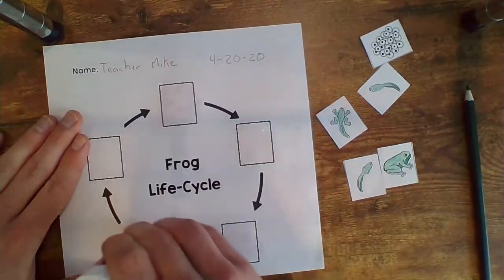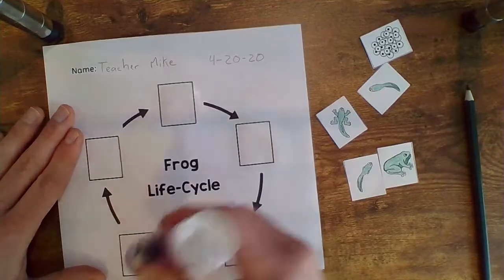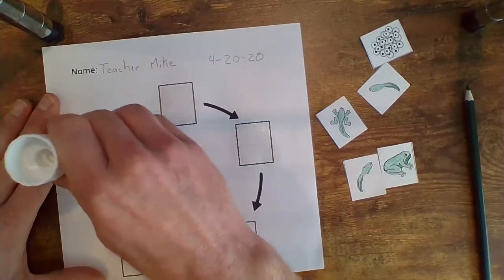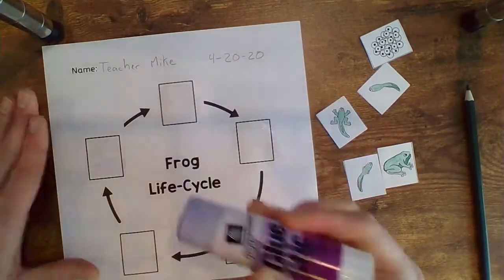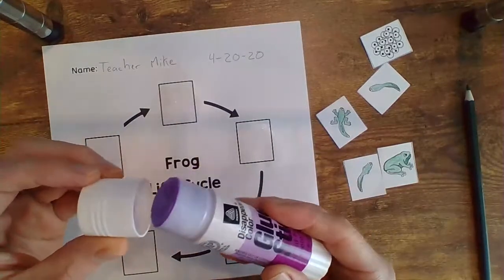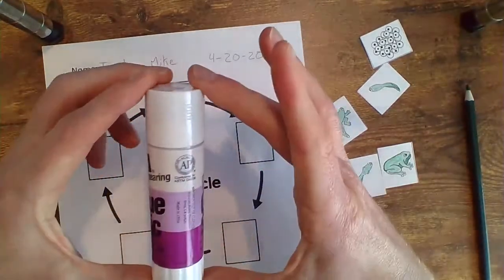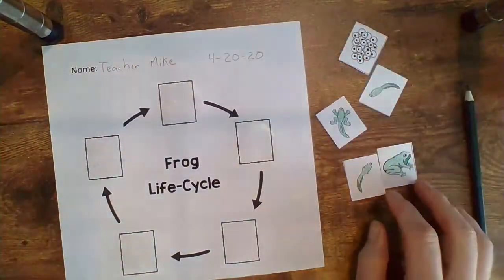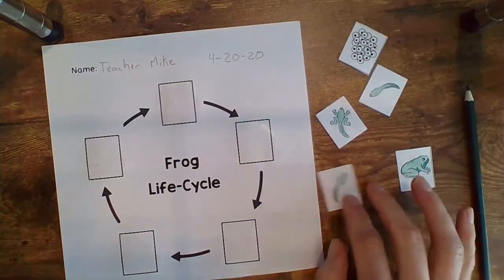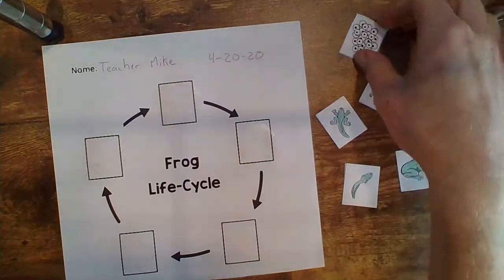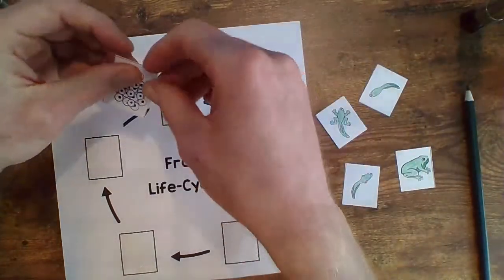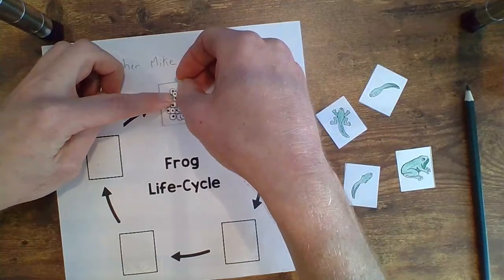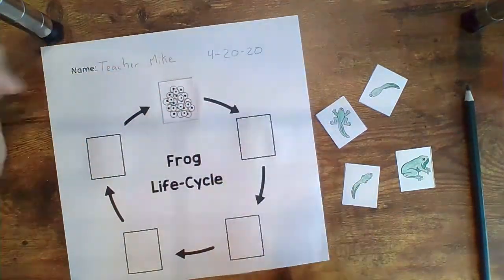I'm trying to only put the glue in the rectangle. Some of it might come out the sides, but that's okay. And when I'm done with my glue stick, I always put my cap back on. It should click. There we go. Now, the first stage of a frog's life is eggs. So I'm going to get my eggs. I'm going to put them right at the top. Push it down. There we go.